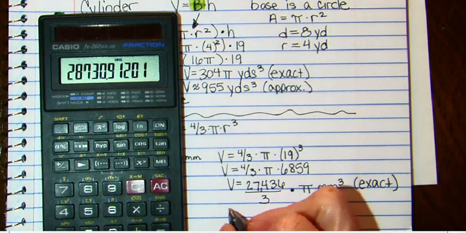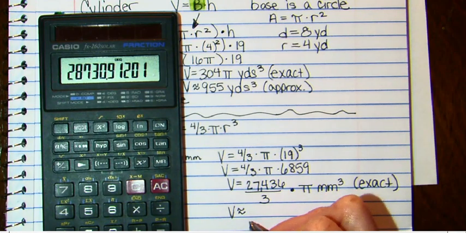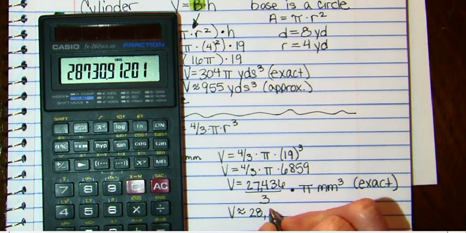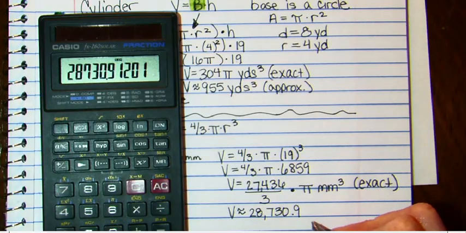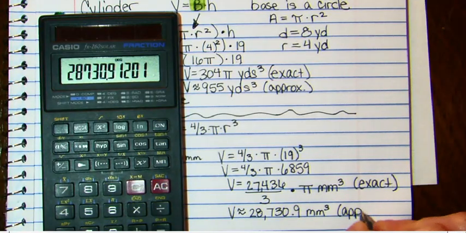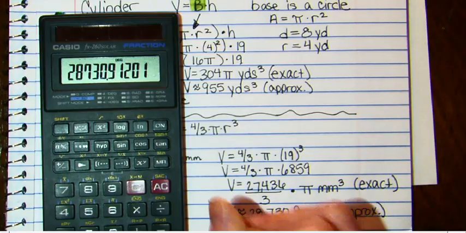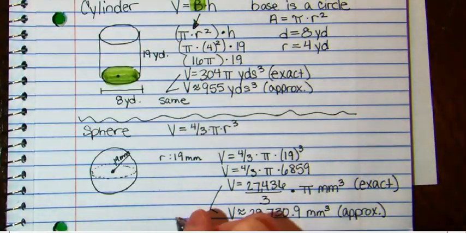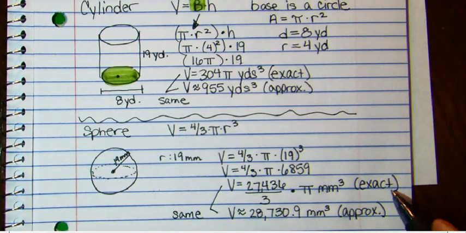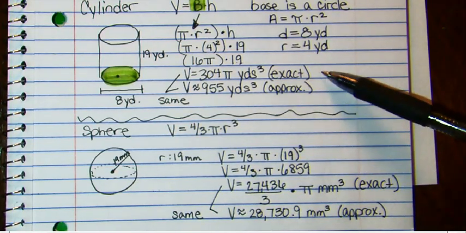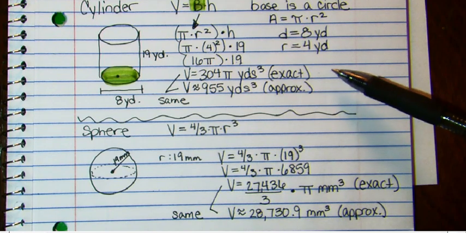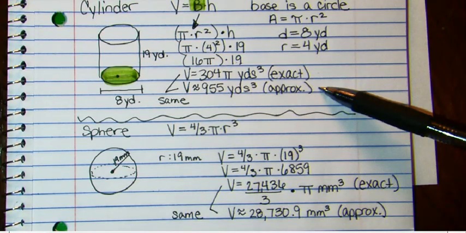And so this is your approximate response, which is going to be 28,730 point, and then the 9 would just stay because there's only a 1 after it, millimeters cubed. And this is your approximate or your rounded response. But these represent the same answer, just one is the exact, one's the approximate. So let's talk about why I want you to represent anything when we're using pi as one of them being your exact and one of them being your approximate.